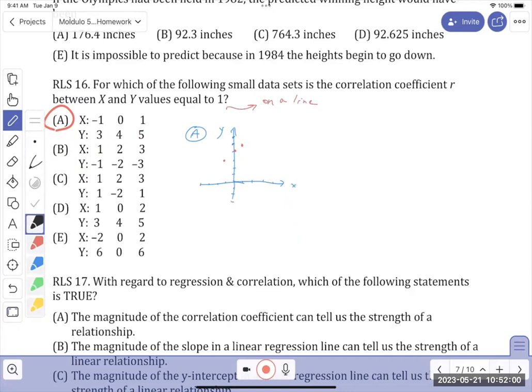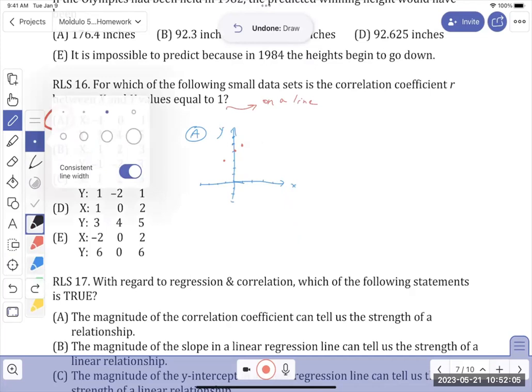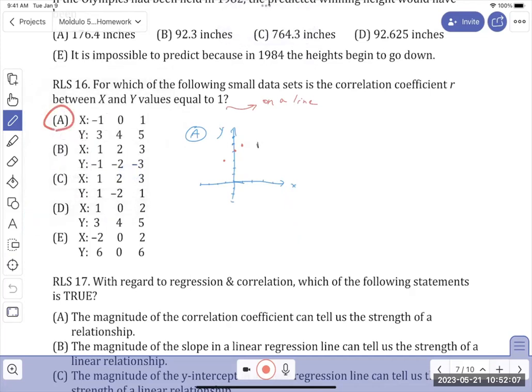This R is equal to +1. Here, as X goes up, Y goes down and then up. So that's not the pattern. Here, as X goes up, you can rewrite this with X going up. So you could do 0, 1, 2 and reorder things. So it's 4, 3, 5. So it goes up and down.